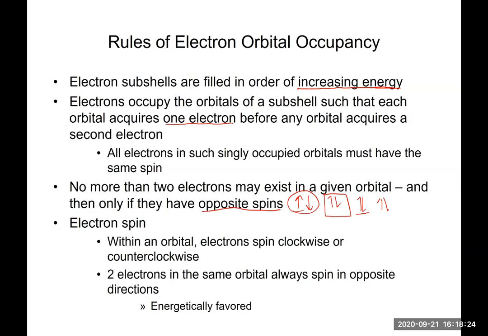The electron spin is shown with the arrow up or the arrow down, and the electron spin either clockwise or counterclockwise. Why do we have to have an arrow up and an arrow down when we're showing 2 electrons in a given orbital? That's because if you push electrons that close together in one orbital, they'll keep repelling until they have opposite spins. And why is that? Because opposite spins are energetically favored. If they're both spinning in the same way, they're going to repel.